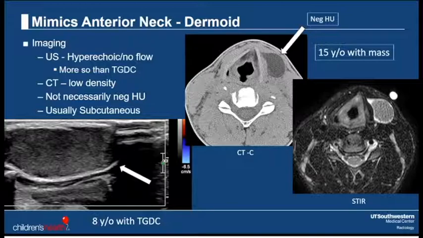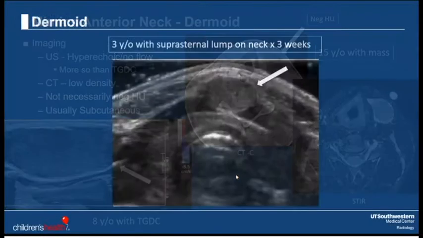This is a child that ended up getting an MRI first and had this typical soap bubble sort of appearance on MRI, which is diagnostic for a dermoid, but this is actually within the adjacent paraglottic musculature. This child ended up getting a CT for another reason, and we see that there were actually negative Hounsfield units associated with this lesion, so a diagnosis of dermoid was made.